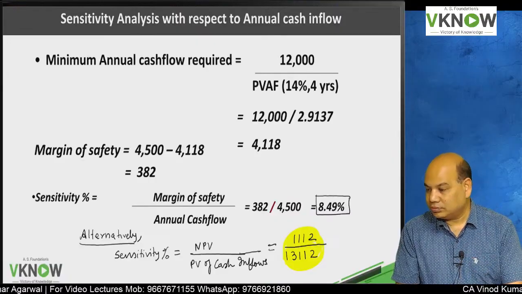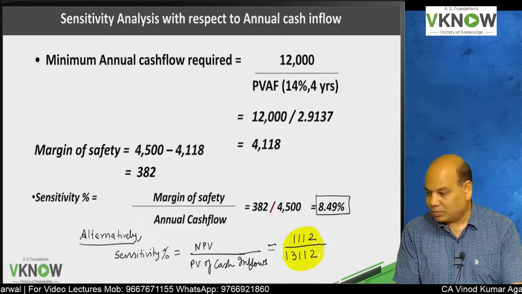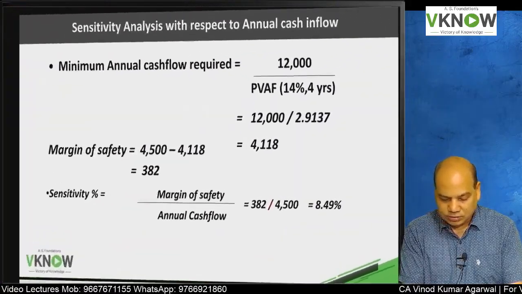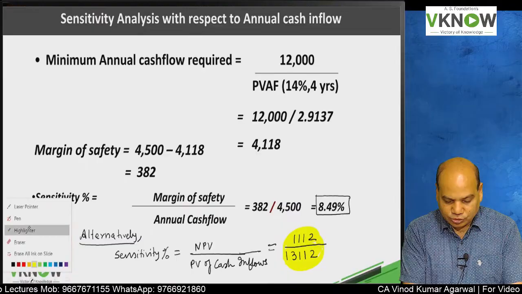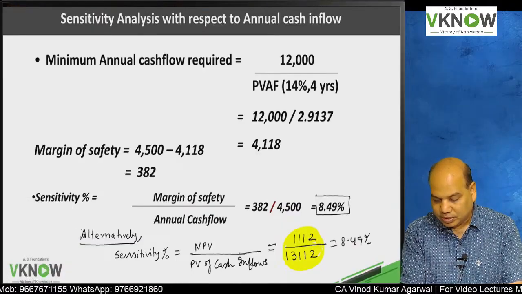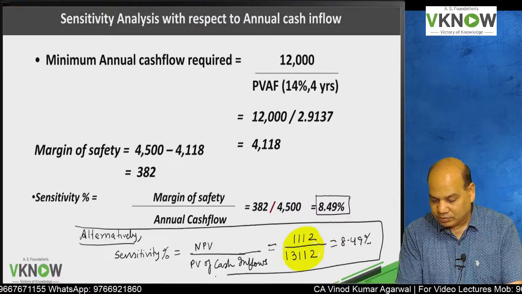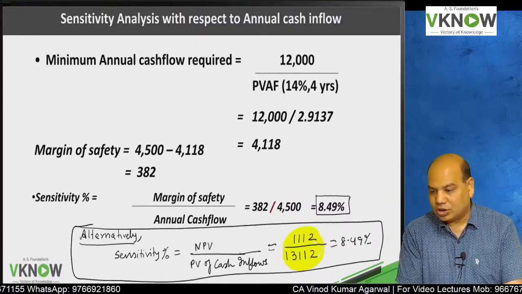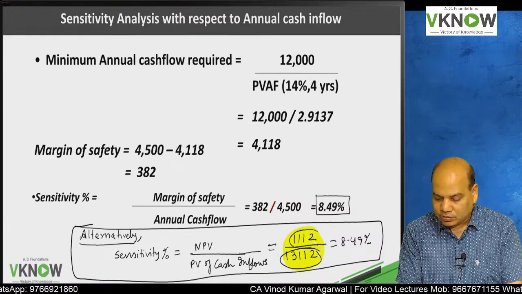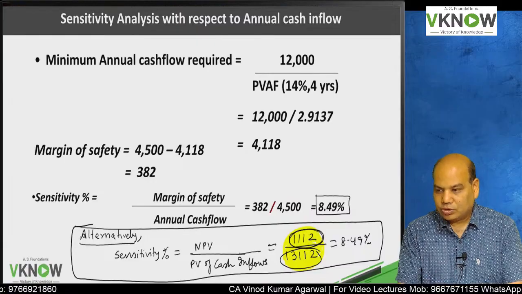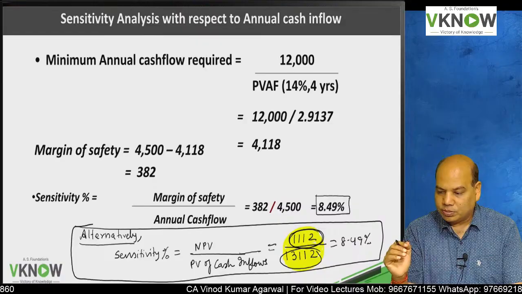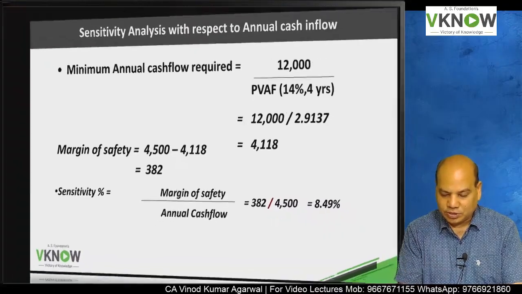What is the answer now? Is it the same answer, 8.48 or 8.49? Yes. So please write down, this is a shortcut. Suppose you don't have time in the exam, you can simply compare NPV and PV of cash inflow, because if cash inflow falls by this percentage, your NPV will become 0. So the percentage drop required is 8.49%.